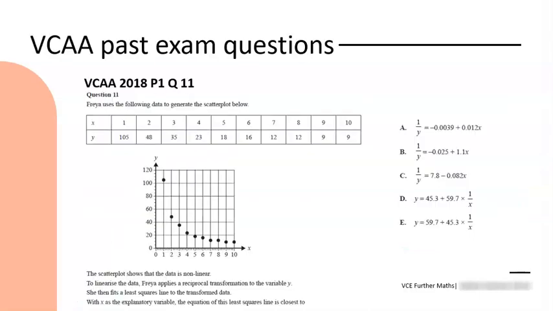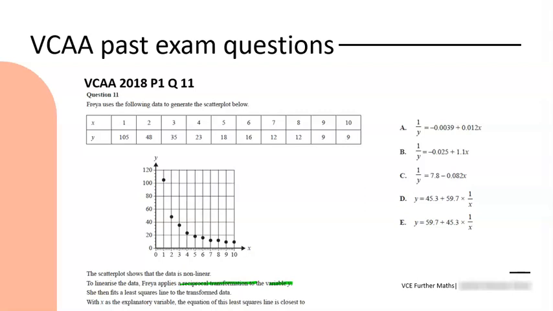So now moving on to some past VCAA questions. First one from the 2018 paper 1, question 11. Freya uses the following data to generate the scatter plot below. The scatter plot shows that the data is non-linear. To linearize the data, Freya applies a reciprocal transformation to the y variable. She then fits a least squares line to the transformed data. With x as the explanatory variable, the equation of the least squares line is closest to.